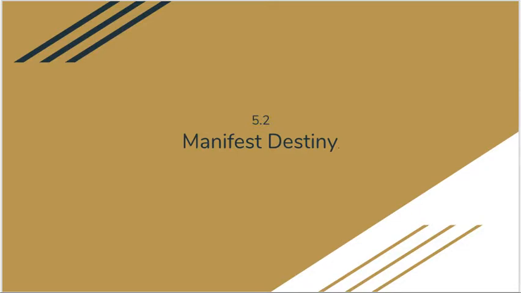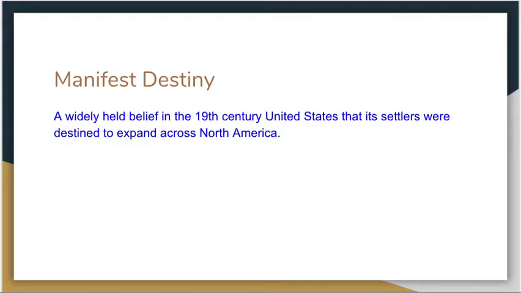In today's video, we will be exploring APUSH Topic 5.2, Manifest Destiny. But what exactly will you need to know about this topic? You're probably wondering. Well, for starters, you'll need to know that the term manifest destiny can best be defined as a widely held American belief of the 19th century that suggested American settlers were destined to expand across North America.